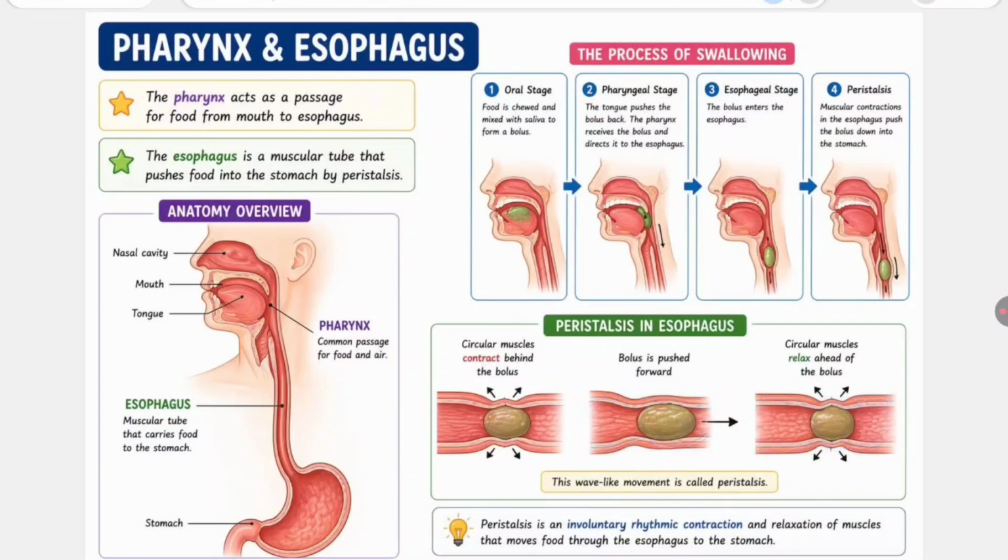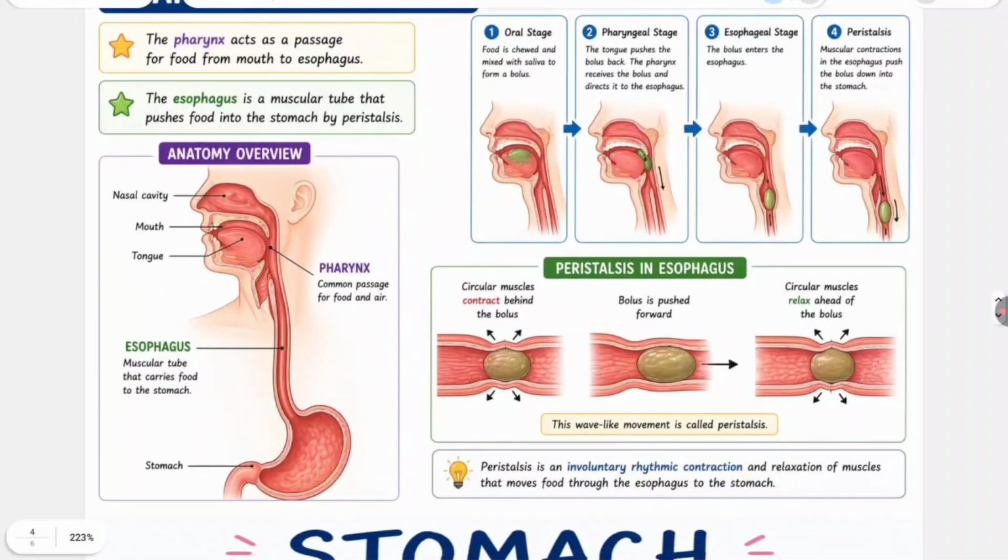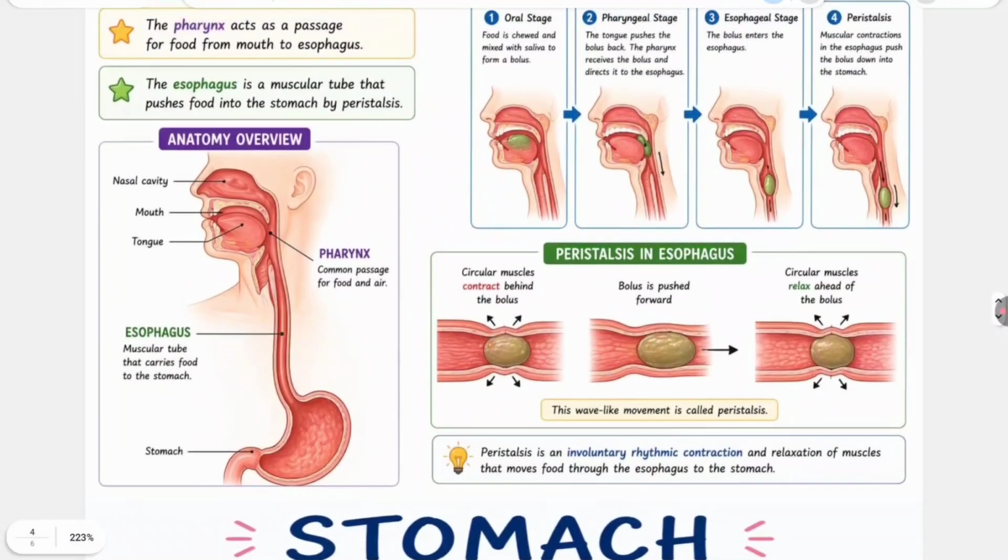There is one animation video I can show you. Next class I will take the peristalsis video and show you. But somehow you remember that the peristalsis process is the main process by which the food will travel.